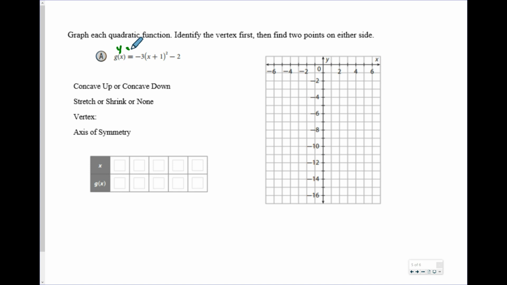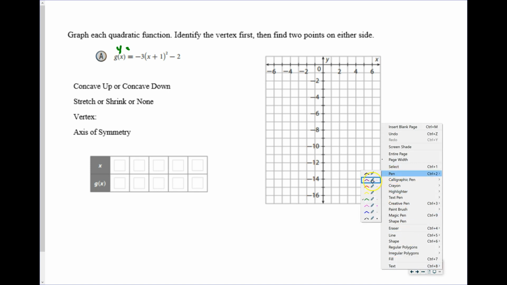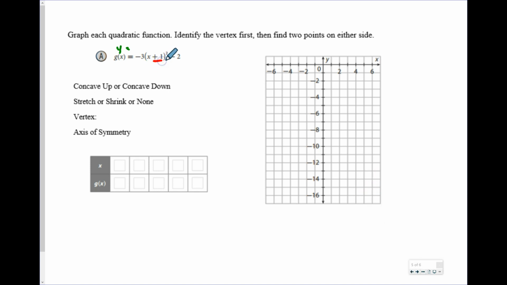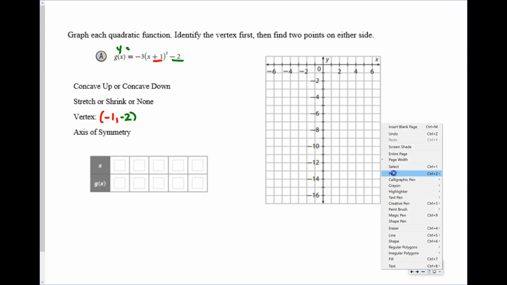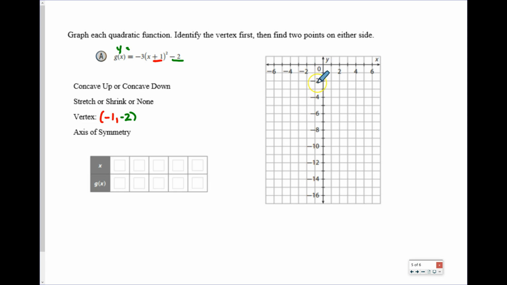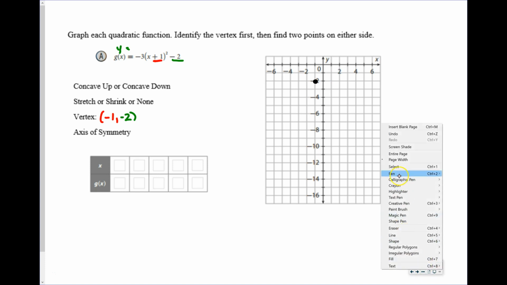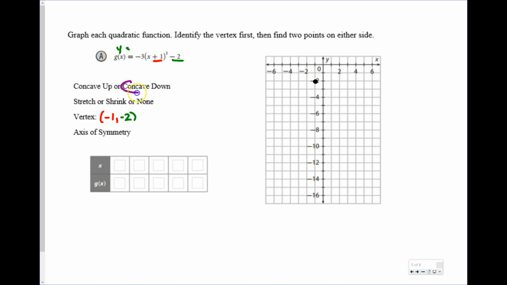Okay, so we're going to identify the vertex first. So the vertex is that +1 on the inside, so that's a -1 for my movement left. And on the outside, I've got the -2. So -1, -2 is my vertex, and I'm going to go ahead and plot that on here. So -1, -2, there's my vertex on the graph. So that's where my graph is going to have its turning point. This graph, I can also determine that it is concave down because it's a negative in front, and I can also determine that it's going to be a stretch because it's got that 3 in front.